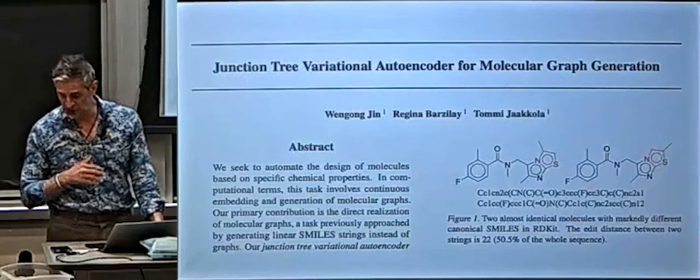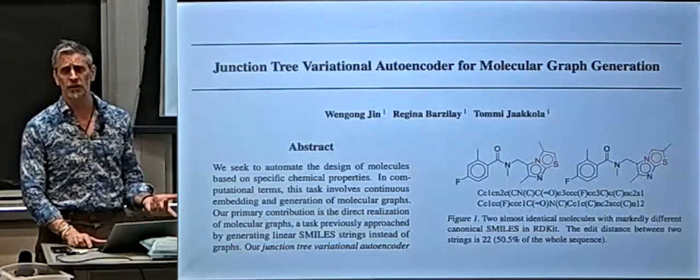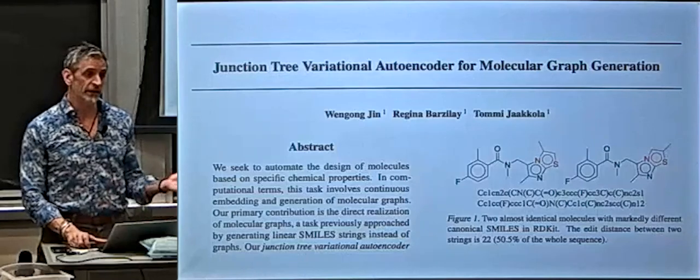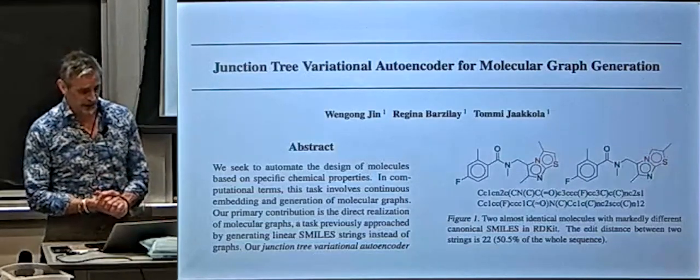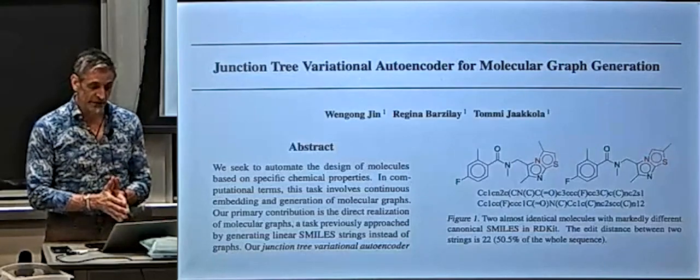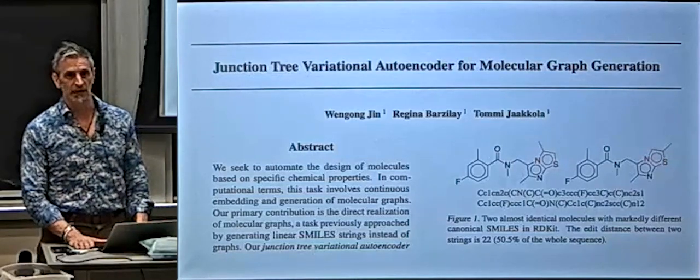Okay, so for the remainder of today, I want to talk about some of the cool work being done right here in this building by folks at MIT. And the first one is a variational autoencoder for generating molecules.